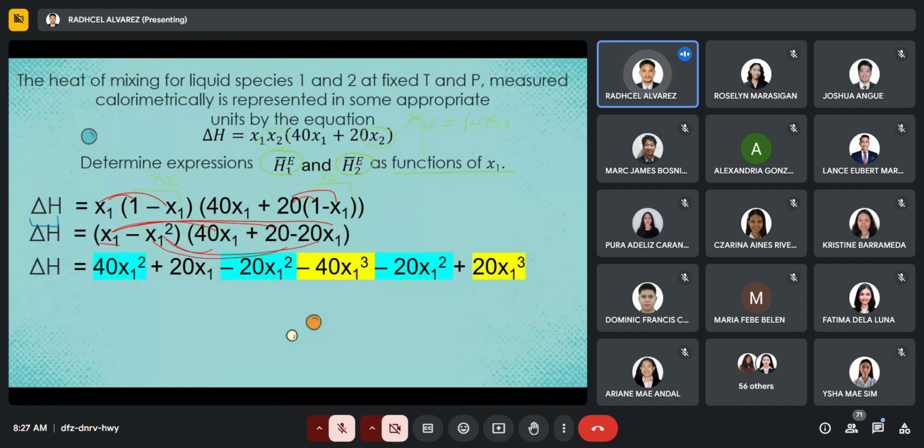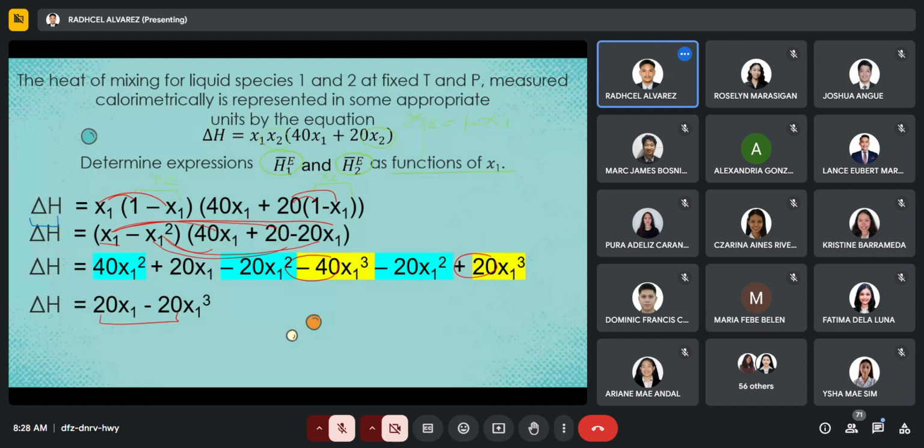Yan yung inyong pagsasamahin. So, meron tayong 40x1 squared minus 20x1 squared minus 20x1 squared. So, 0 na iyon. So, ang natira na lang ay 20x1 minus 40x1 cube plus 20x1 cube. So, negative 40 plus 20. So, itong dalawa na lang yung natira. So, that is negative 20x1 cube. So, tama yung mga nagsagot. Meron tayong simplified version na 20x1 minus 20x1 cube.